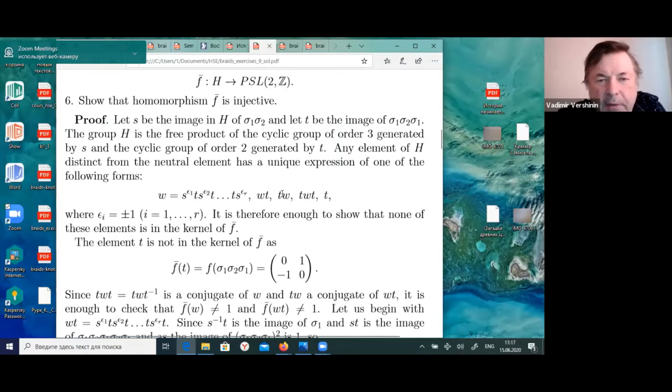The third one, again, starts with T, ends with S. Then start with T, ends with T, and simply T. Okay, so all these possibilities, and you need to consider all of them, represent an element of the free product. So let us consider our proof.